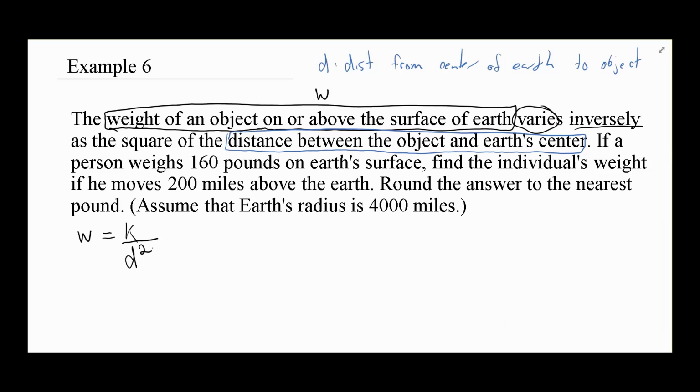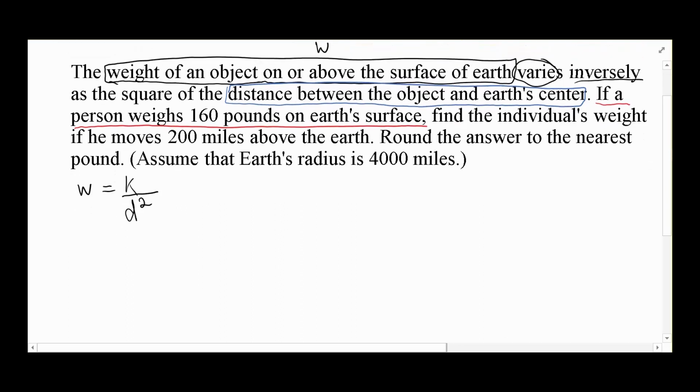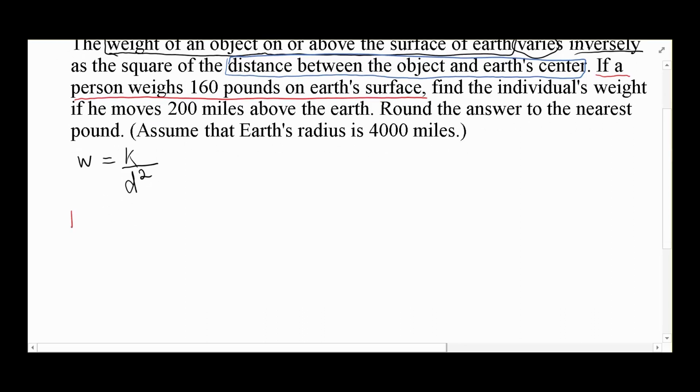Now the next part's a little bit tricky. We're supposed to plug in a known piece of information. Typically, it's going to be the next sentence you come across. And sure enough, it is in this case. We're told that the person's weight is 160. So there's their weight. Now the distance is a little bit tricky.